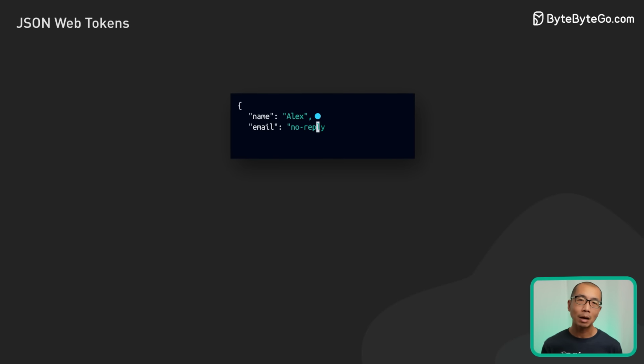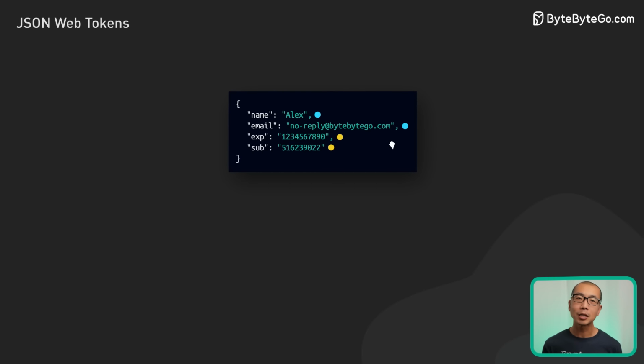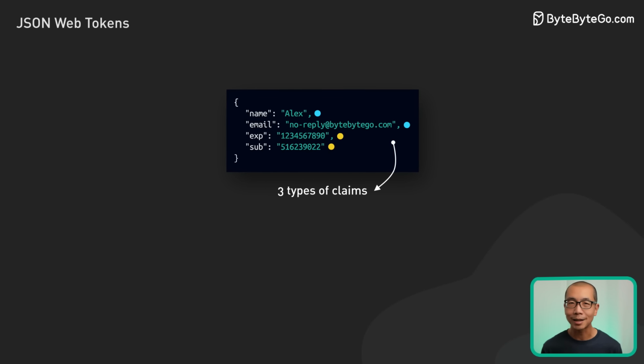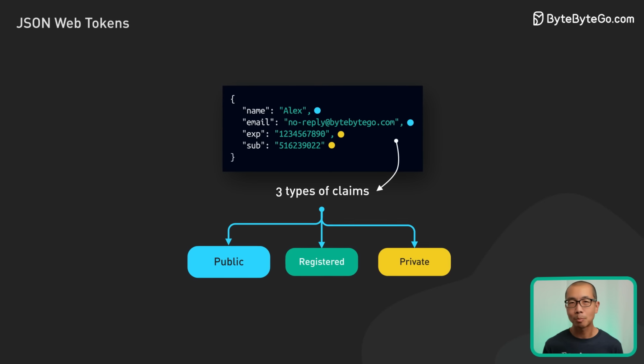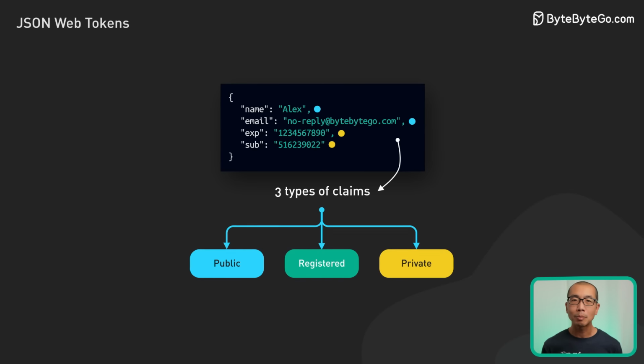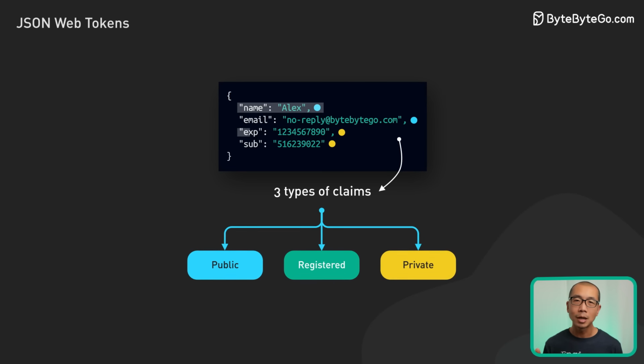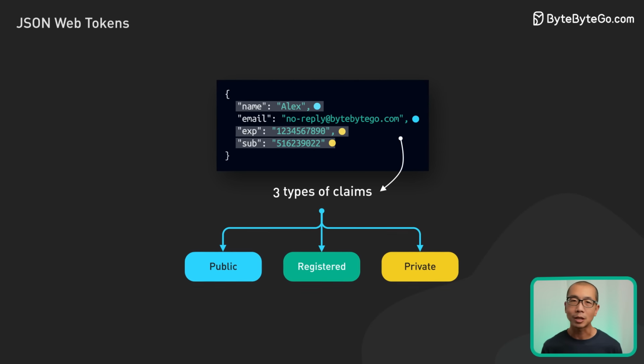Claims are a statement about an entity, which is typically the user, with some additional data. There are three types of claims: registered, public, and private. Registered claims are predefined, like the issuer, expiration time, and subject.